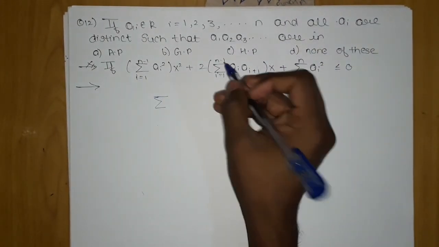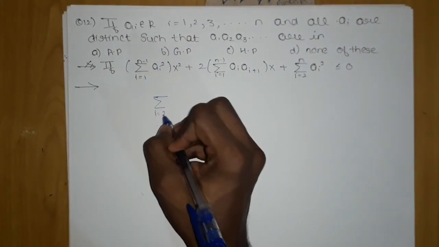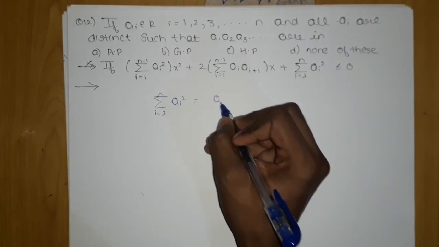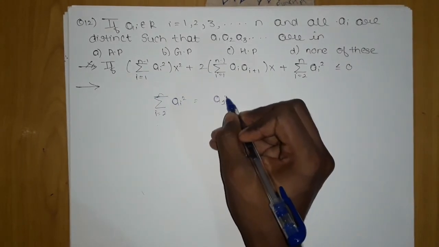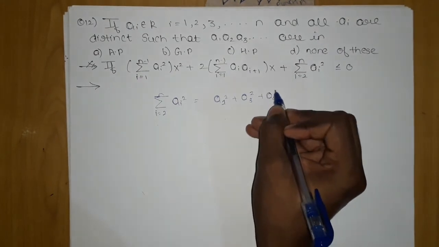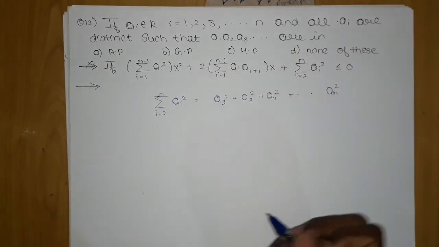If the summation is like that, then we will get our answer. Summation i equals 2 to n, a_i the whole square. What we are getting is a2, a3 square, a4 square, like that and so on till a_n whole square.